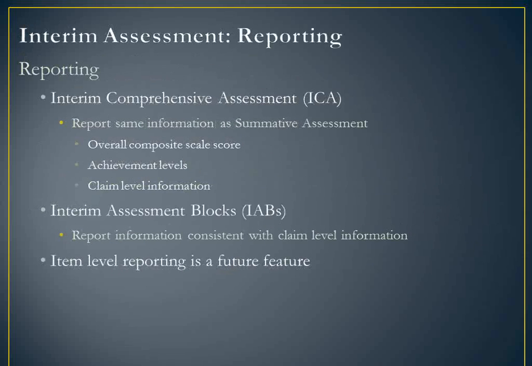And there's also the reporting piece. For the ICA, the reporting is going to be the same as a summative assessment, so you'll have an overall scale score, achievement levels, as well as claim level information. For the IABs, it's claim level information, but at the item level there's nothing as of right now, but that's something that will come in the future. When, I'm not sure, but we will keep you posted in regards to that piece.